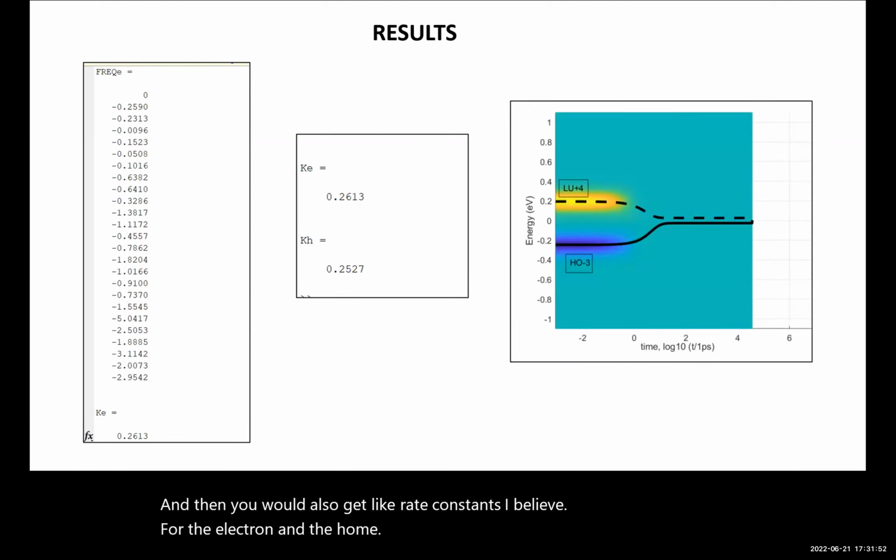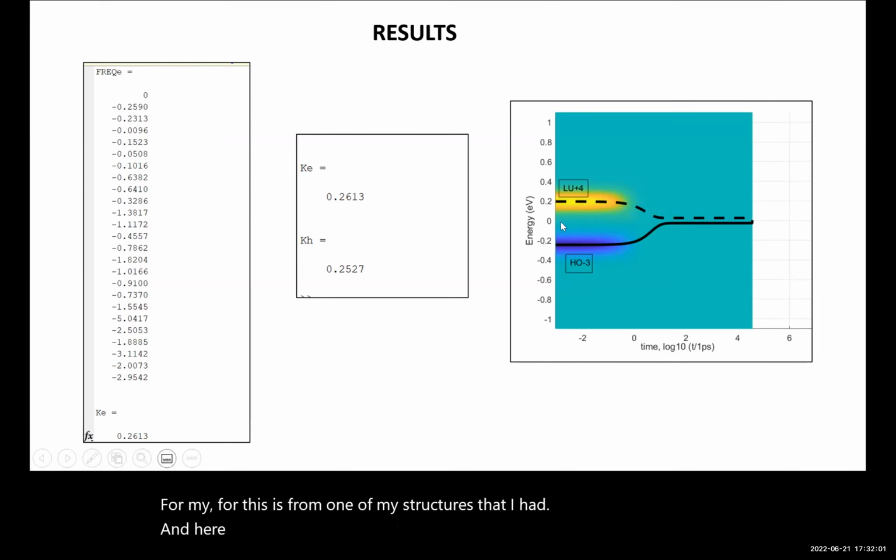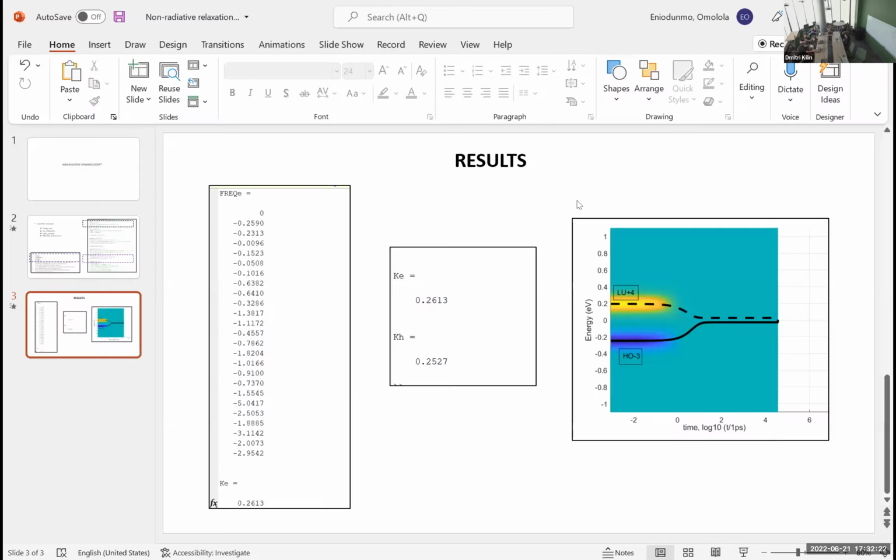This is from one of my structures that I had. And here is where the excitation started. And the intensity diminished before getting to the Omolola. So that's all.